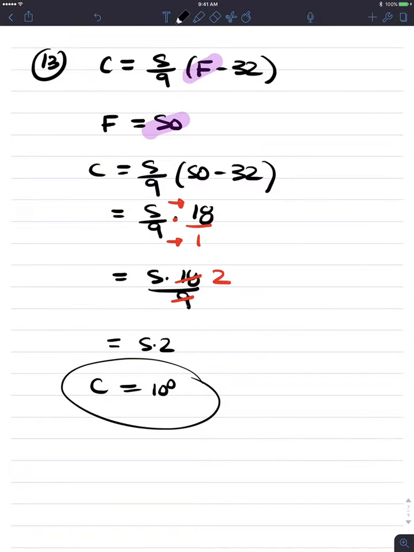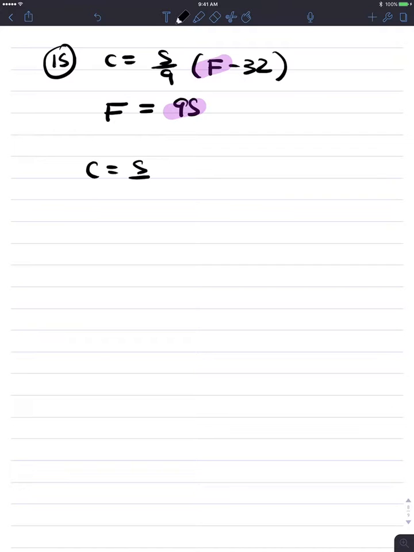Number 15. The temperature of Nevada measures 95 degrees Fahrenheit. What is the Celsius temperature? So they want to know Celsius again, and let's remember that Celsius is 5/9 of F minus 32. In 15, the Fahrenheit temperature is going to be 95 degrees. I'm going to replace 95 in with my Fahrenheit. Celsius would be 5/9 of 95 minus 32.